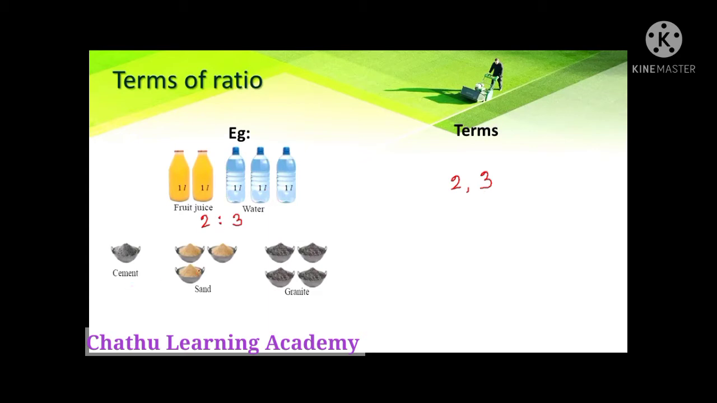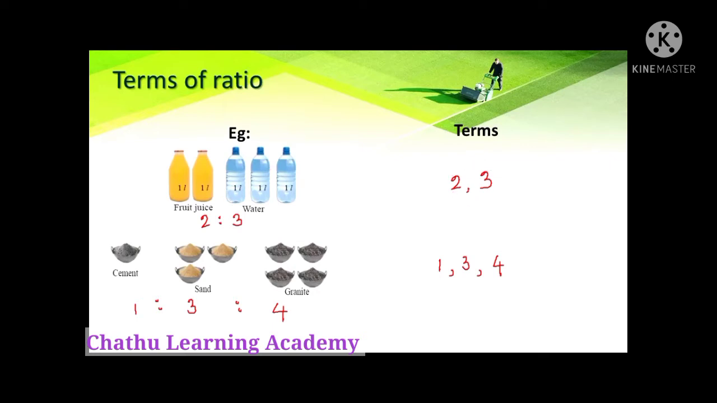Then here 3 quantities are given: cement, sand and granite. Then what is the ratio between these three amounts? 1:3:4. 1 to 3 to 4. Then what are the terms? 1, 3 and 4. Here you can identify 3 terms. In this example only 2 terms.